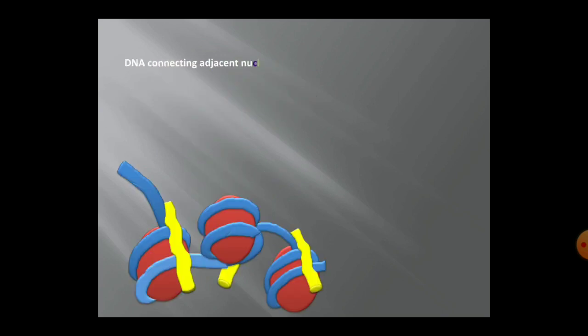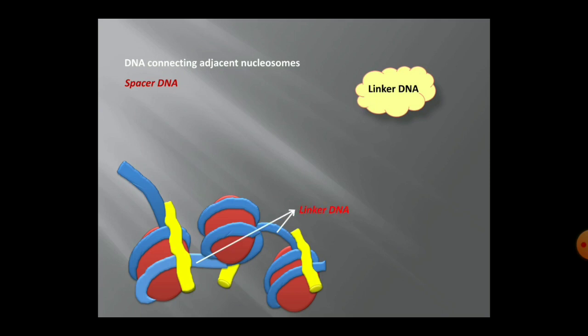So look at here, the DNA connecting two adjacent nucleosomes. In between two nucleosomes there is a connecting DNA. That connecting DNA we call spacer DNA or linker DNA. Its length is variable and it extends from one nucleosome to another nucleosome. This linker DNA consists of about 60 base pairs. When you look at the structure of a typical nucleosome, it is made up of approximately 200 base pairs.